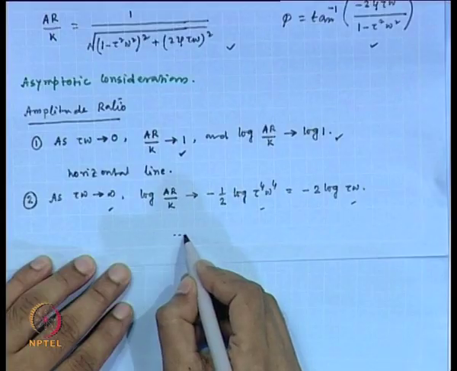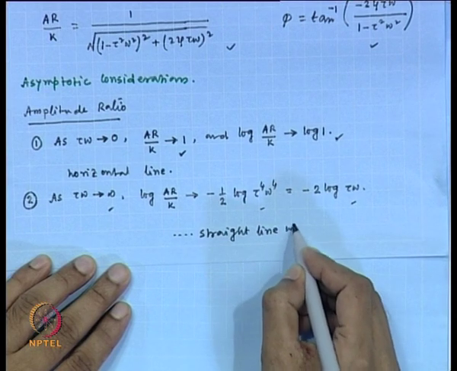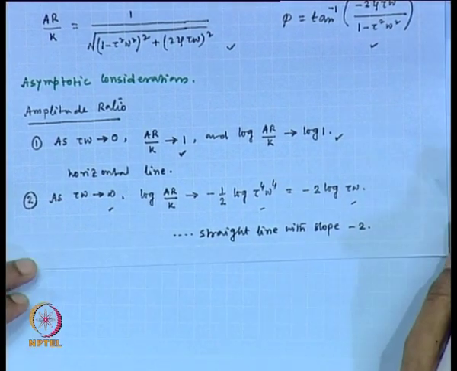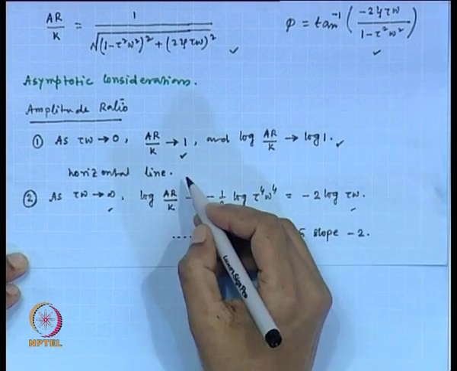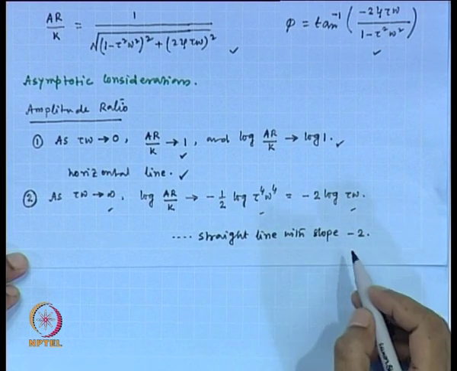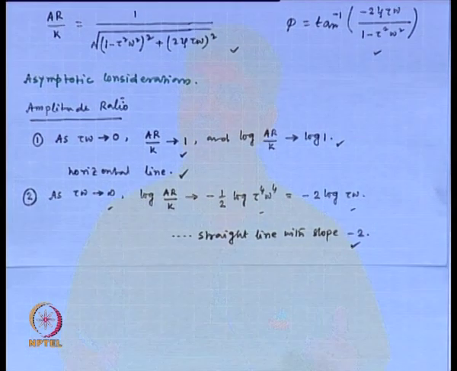So, this is a straight line with slope minus 2. So, the low frequency asymptote is a horizontal line and the high frequency asymptote is a straight line with slope minus 2. For the first order system, we obtained horizontal line as low frequency asymptote, but high frequency asymptote is a straight line with slope minus 1, and for second order system the slope is minus 2.